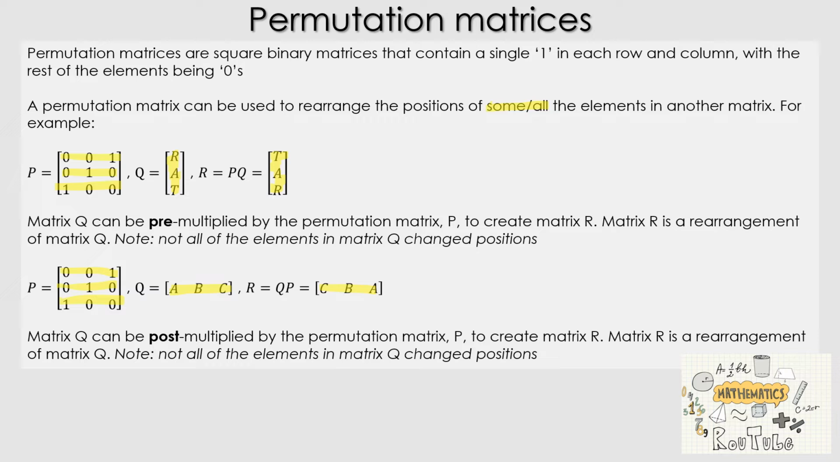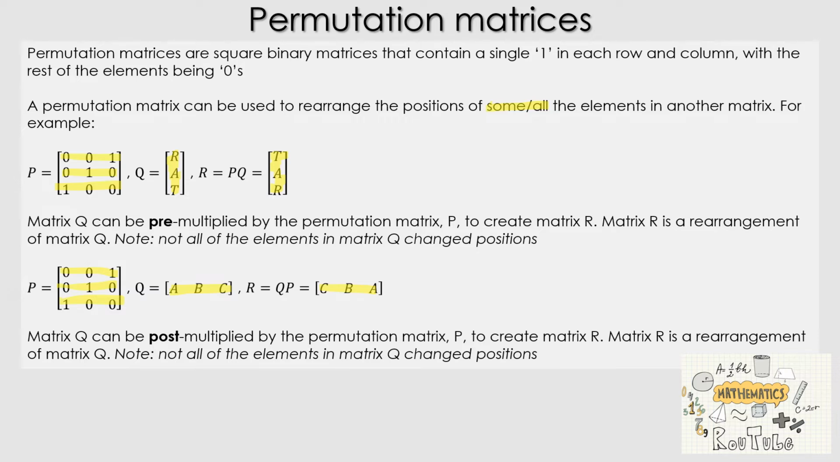Okay, so the A's gone to where the C was, and the C's gone to where the A was. So the A and the C have swapped, with the B remaining the same. So now we look at matrix Q, can be post-multiplied. Once again, we'll have a look at that deeper as we make our way through the video. So it can be post-multiplied by the permutation matrix P to create matrix R. And once again, matrix R is a rearrangement of matrix Q. And once again, like I said before, the element B in matrix Q didn't move. It stayed in the same position, but element A and C swapped positions.